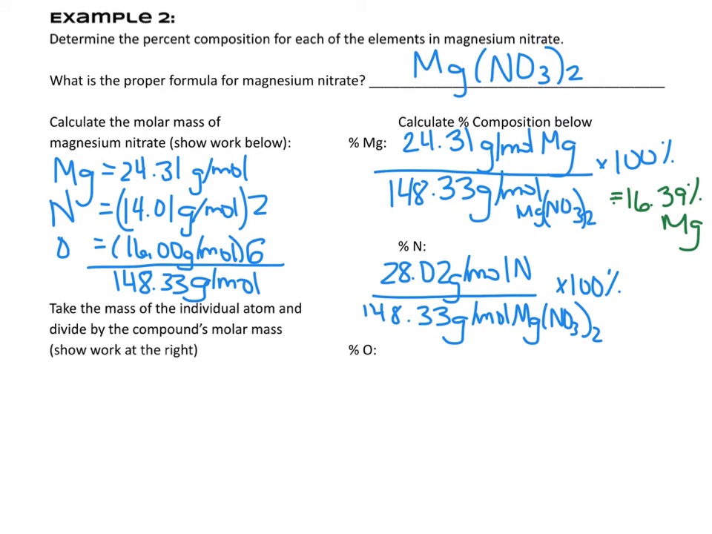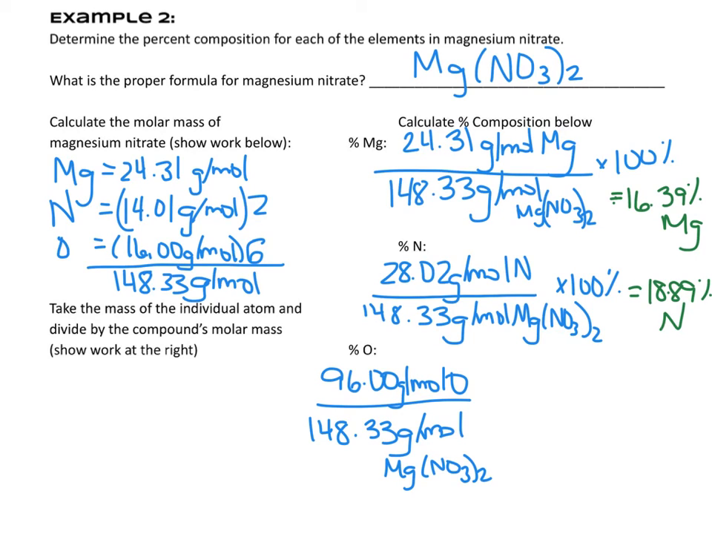When we look at the second one, because there are 2 nitrogens, the molar mass for the nitrogen is going to be the 14.01 times the 2 atoms that there are, so 28.02 divided by our total mass times 100% gives us 18.89% nitrogen. And by the same logic, we have the 6 times 16 for the molar mass of oxygen, which is where 96 comes from, and 96 divided by our total mass gives us 64.72% oxygen. So with this information, magnesium nitrate as a compound is composed of roughly 16% magnesium, 19% nitrogen, and 65% oxygen.